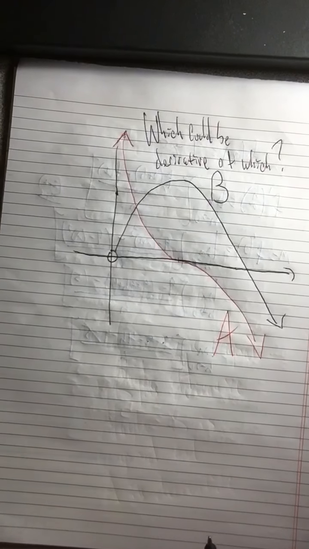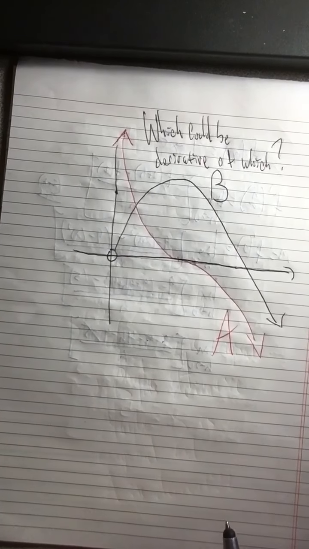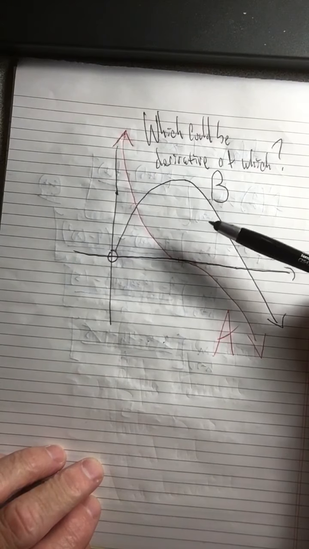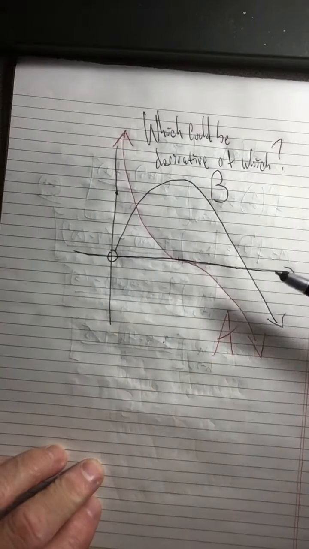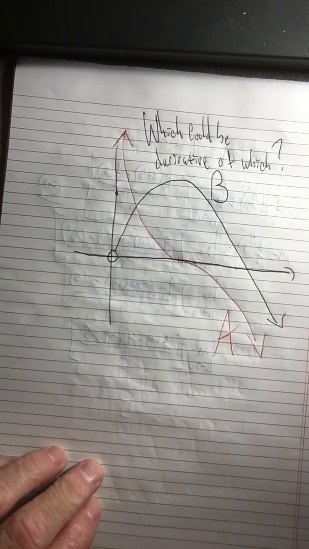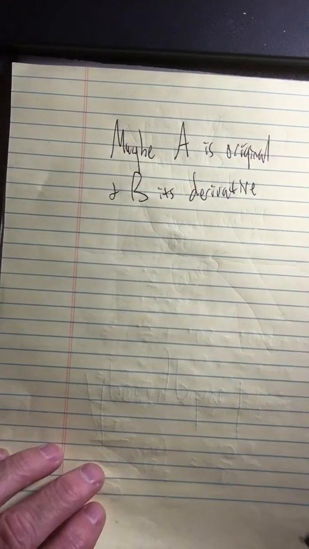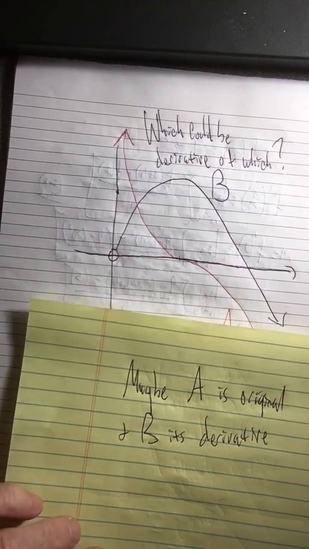So here's the guessing game. Which could be the derivative of which? Okay, we got a curve A, and then we got a curve B, and the guessing game is which could be the derivative of which? Well, maybe A is the original function, and B is its derivative. Maybe that's the case. Let's look at A and think about its slope.